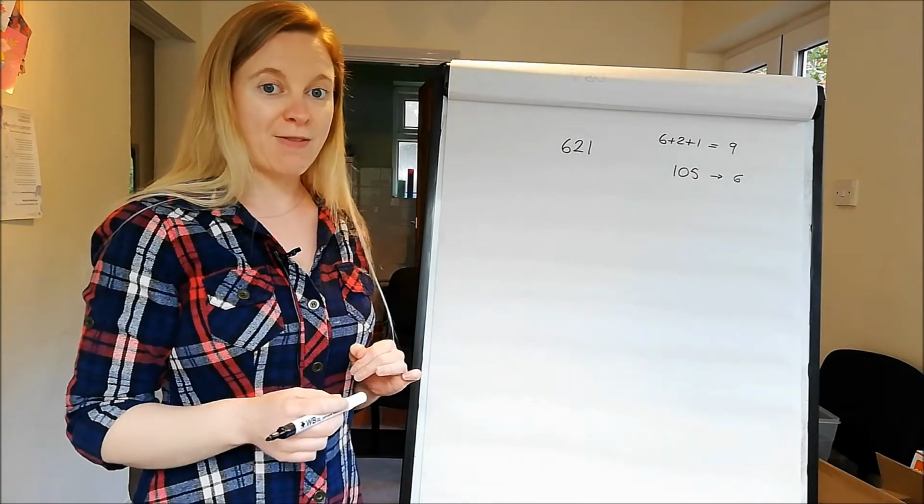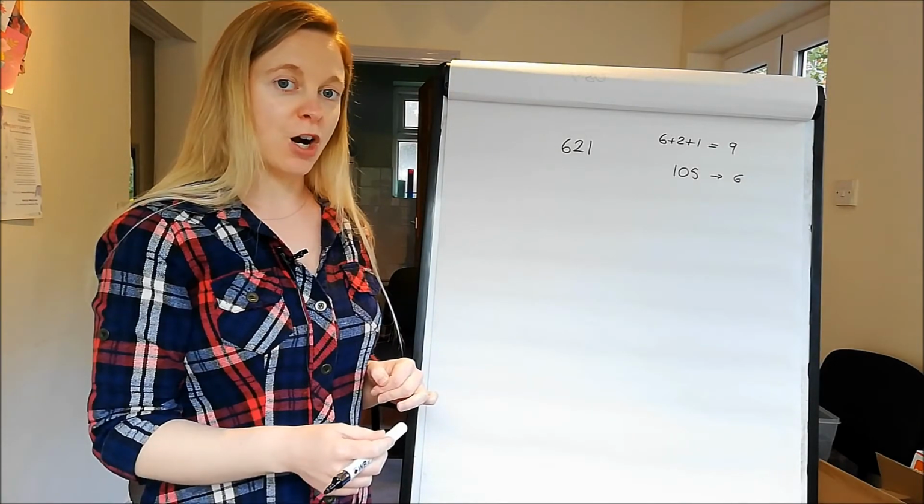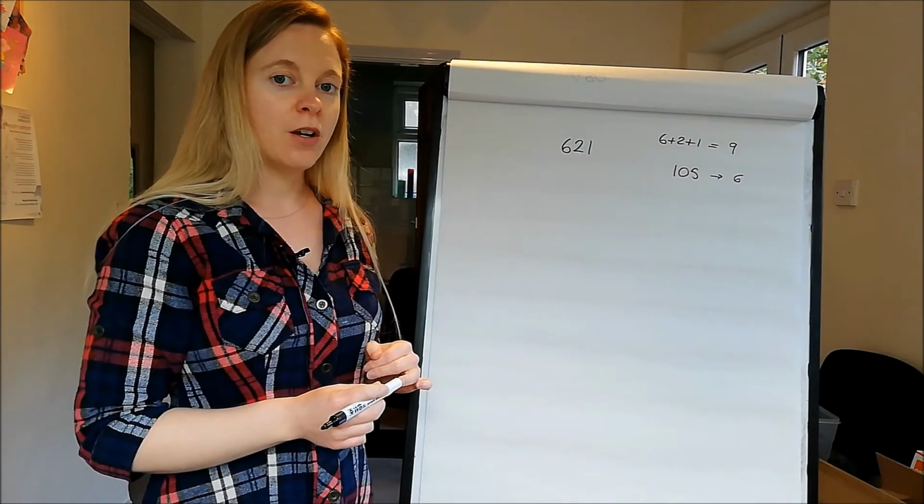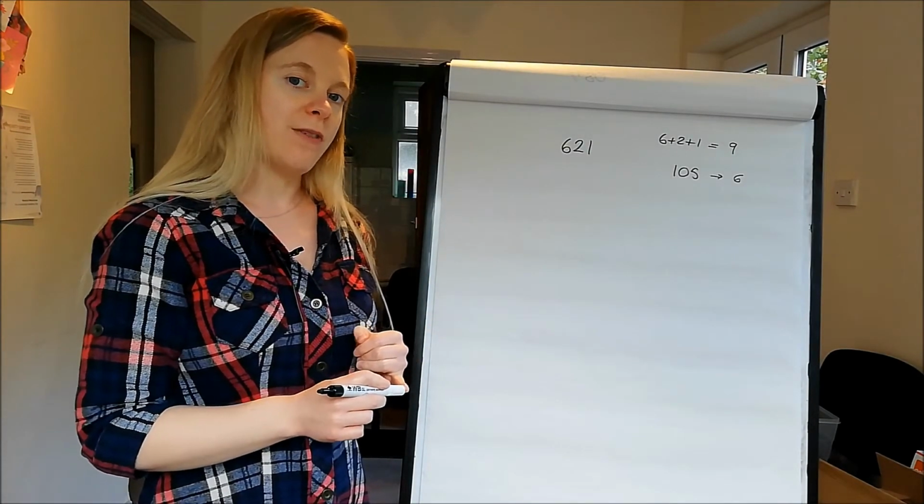A number divides by 5 if it ends in 5 or 0. So you can tell at a glance if a number divides by 5. Only even numbers divide by 6.